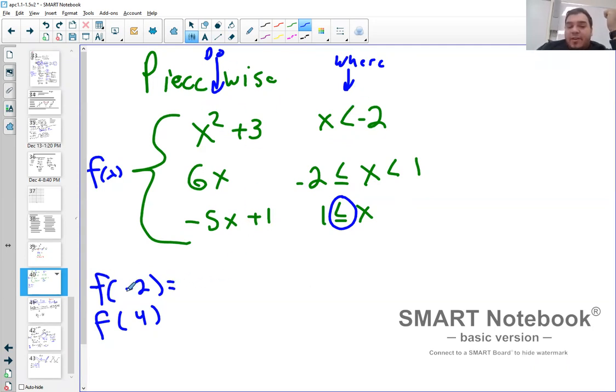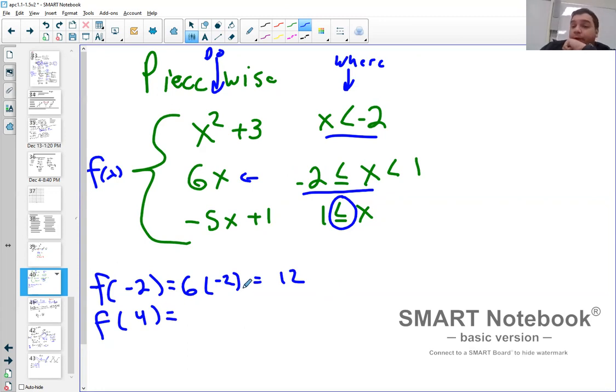For this one, I have f of -2. So I look here and see where -2 should be. This is x less than -2, while this is less than or equal to -2. So this one is going to be this equation. I take 6 and plug in -2, which results in 12.